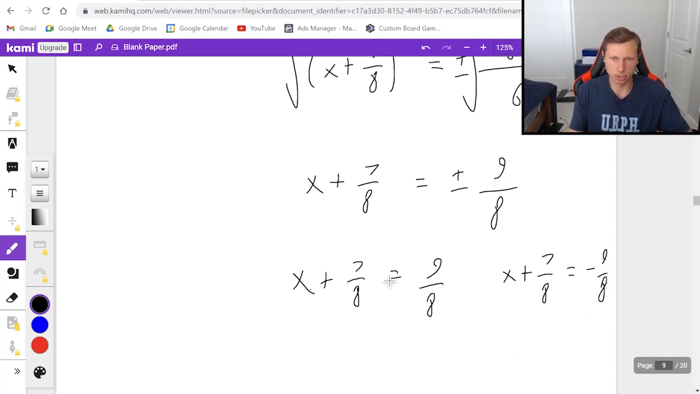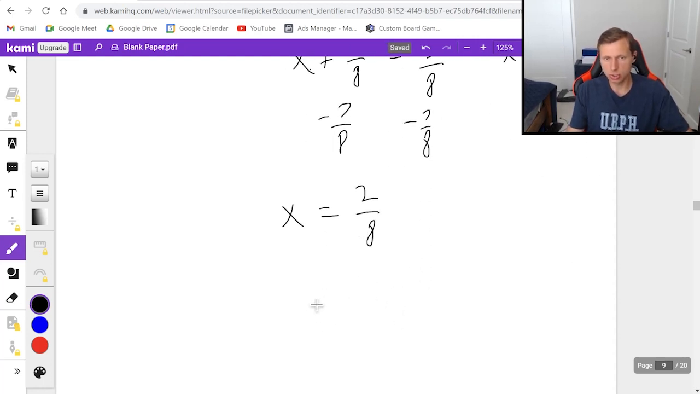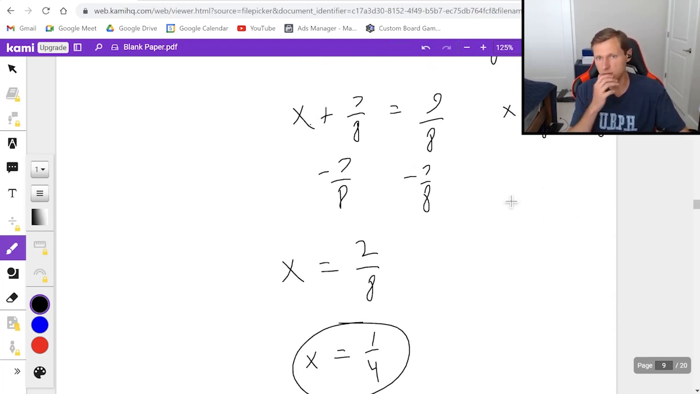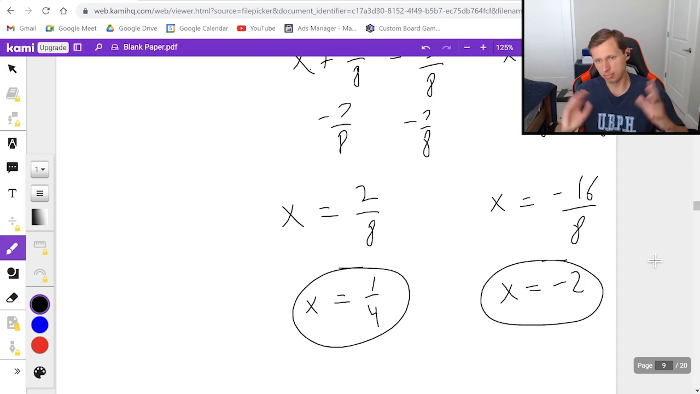Again, you break apart the two equations. So now I need to subtract 7/8 from both sides. x is going to be 9/8 minus 7/8, which is 2/8, and that does reduce to 1/4. So that's one answer, 1/4. And then the other answer: subtract 7/8 from both sides here. It's going to be negative 9 minus 7, which is negative 16 over 8, and that reduces to negative 2. There. Beautiful answer for that one.